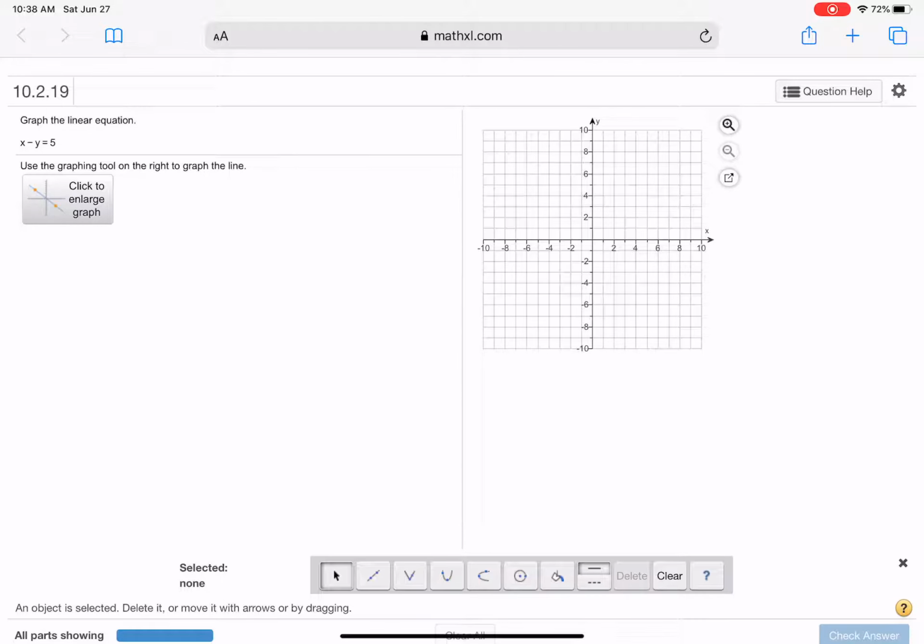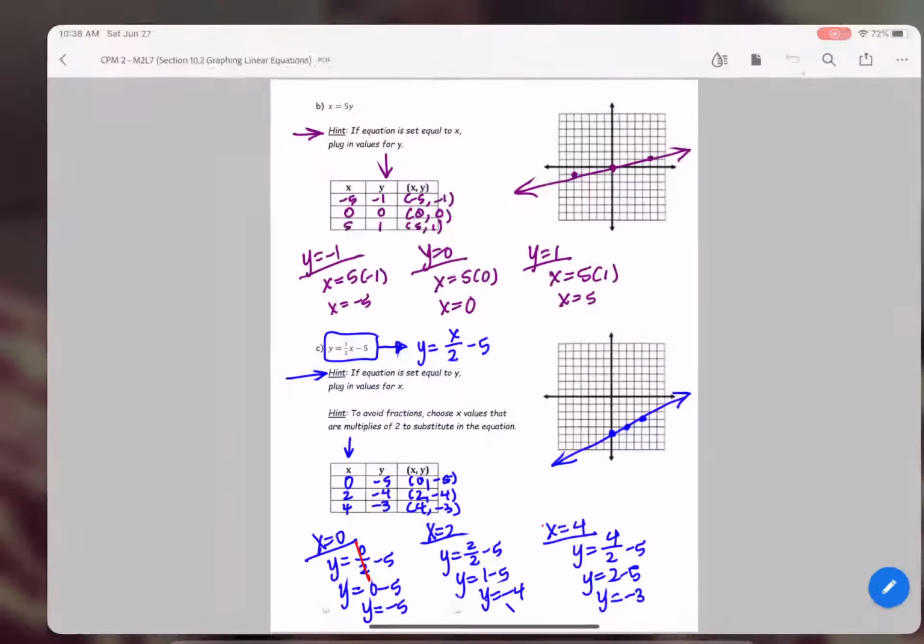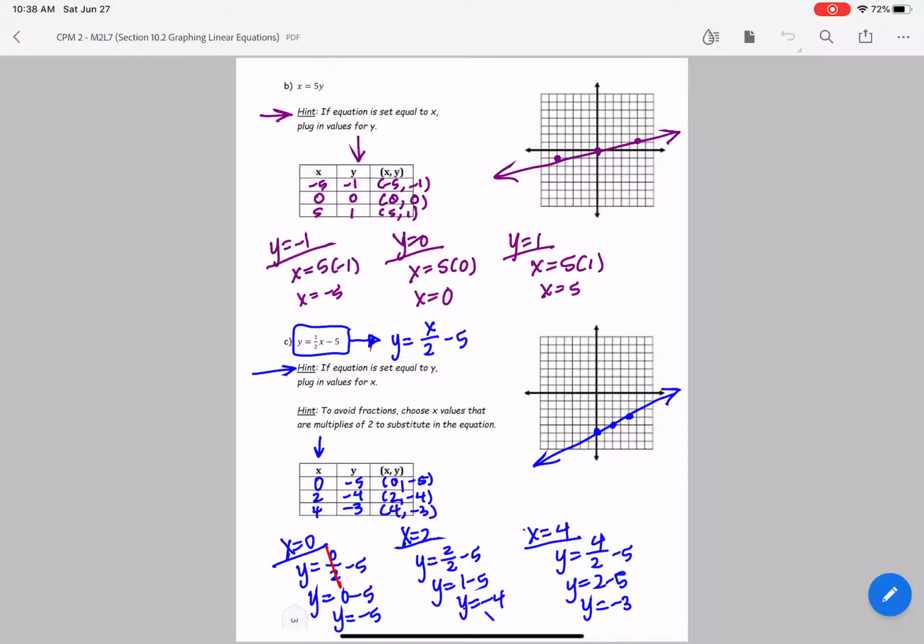Good morning, CPM 2. Last night, I was sent this question from one of you guys, and I thought it was a good enough problem that I would share with everyone. So it wants us to graph this linear equation. We're given x minus y equals 5. This is no different than these problems here that we did in the notes.